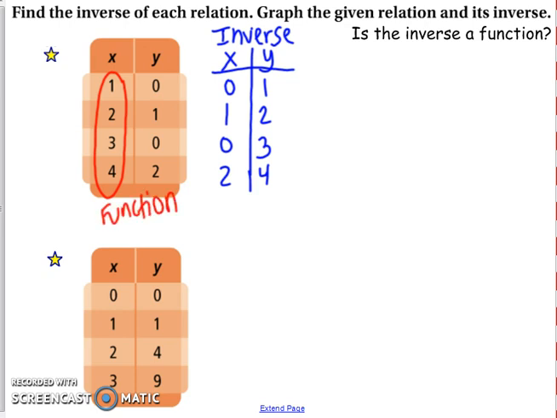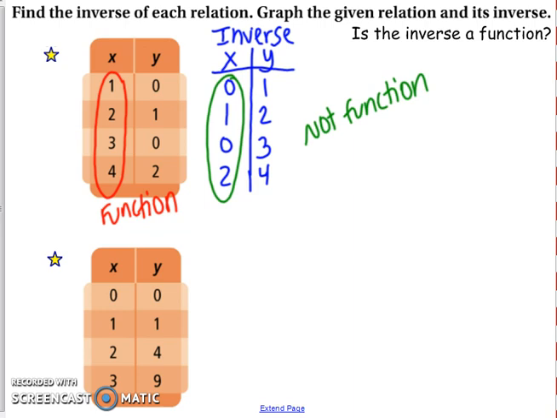The inverse of that, if we look at the inverse here, we see that the x's are repeating. There's 2 zeros. So this is not a function. And if we graph these points, we would see that if we did the vertical line test on the inverse, it would cross through the same x value twice.